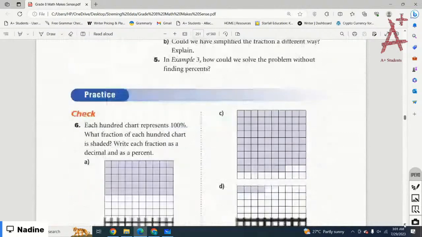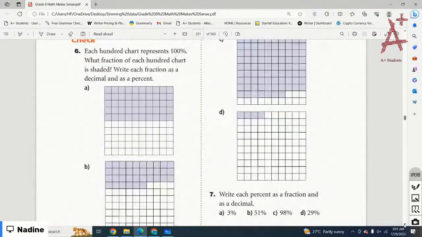Okay, let's just start with the practice questions. Each 100 chart represents 100%. What fraction of each 100 chart is shaded? Write the fraction as a decimal or as a percent. So let's just start with A. Let me see how many rows are colored. Let's just count.